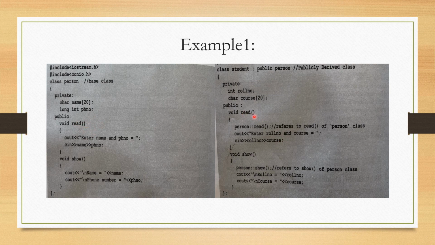In this read, this is the read of your derived class. We are first calling the read of your base class. To call the read of the base class, we have to use it like this: base class name, scope resolution operator, then the base read function. So it will call this read first. We will enter the name and phone number, and then we will enter the roll number and course, that is the additional data members of student.